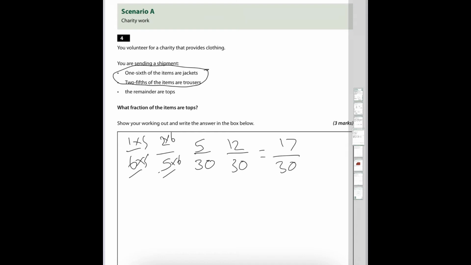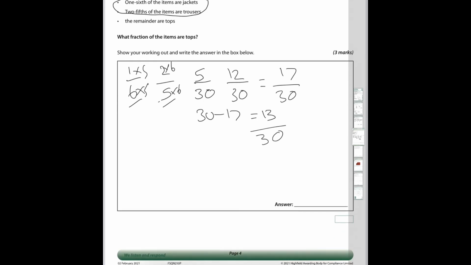The final fraction then is obviously going to be a whole one minus 17. So 30 minus 17, which is 13. And then we put it back as the fraction, so it's 13 over 30. So the answer is 13 over 30. Okay.